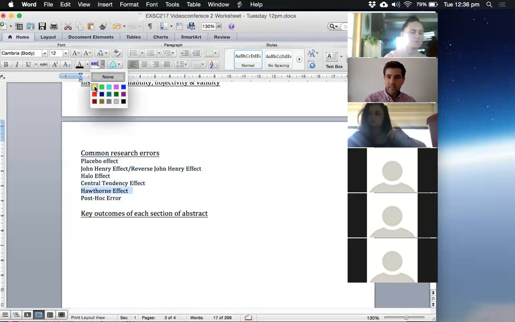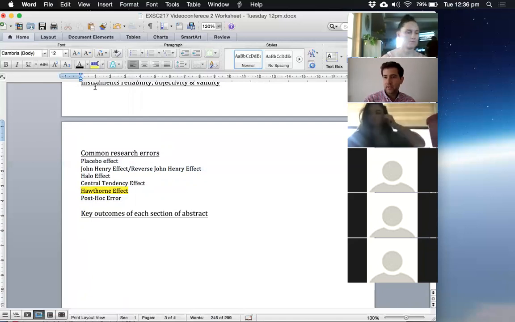Hawthorne effect is a bit of a gimme, hopefully, in the mid-semester exam, because I can't think of too much research in exercise science that wouldn't have the Hawthorne effect. It would only be studies where people didn't know they were being analysed, which obviously raises some pretty serious ethical considerations. So pretty much every research you will get in the mid-semester exam will have the Hawthorne effect. So that should be something fairly simple to throw down there.